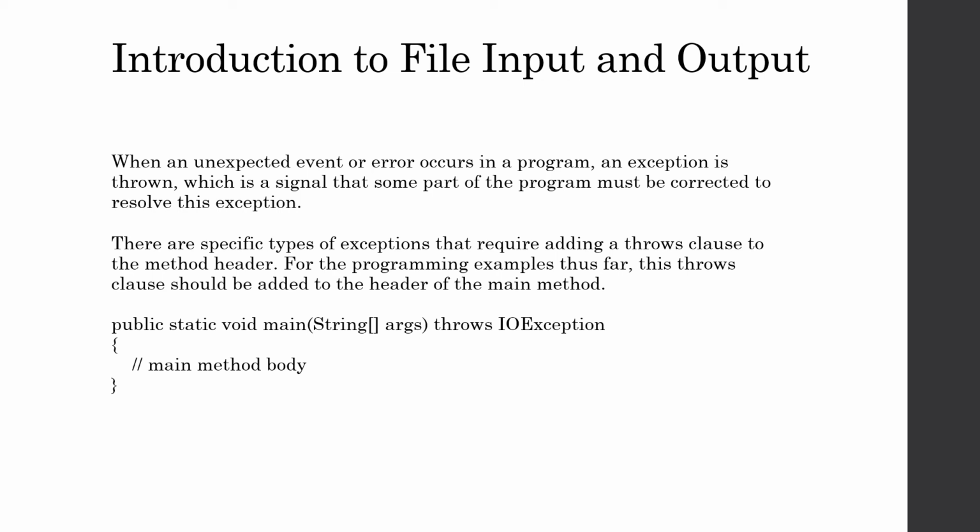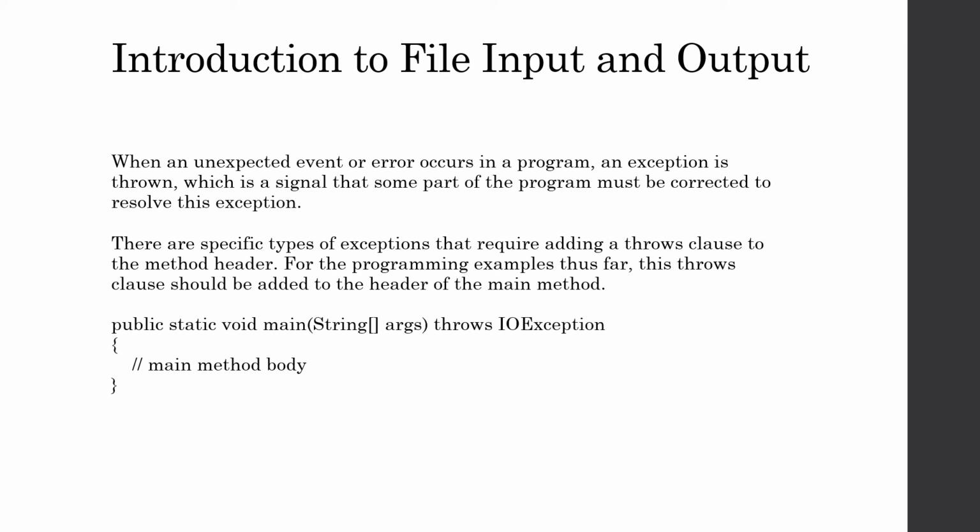So these exceptions are going to be signals that some part of the program must be corrected to resolve that exception. In this particular case, because we're dealing with file IO, it's not simply the program that might have some problem with it. There are some external factors that we have to consider, like say if that file doesn't exist, kind of like this file not found exception that it's warning us about, or maybe the file does exist but the name that we're using is not exactly correct, the file path is not exactly correct.